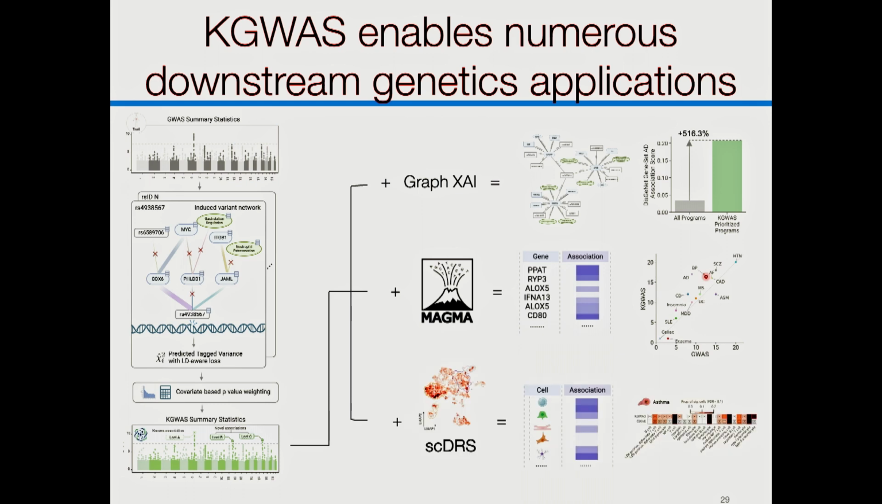We also connect to SDRS, which is a method to detect disease-critical cell populations. And we're able to see it can detect novel clusters of cell populations that are missed by the base GWAS. And there's more in-depth analysis in our paper.